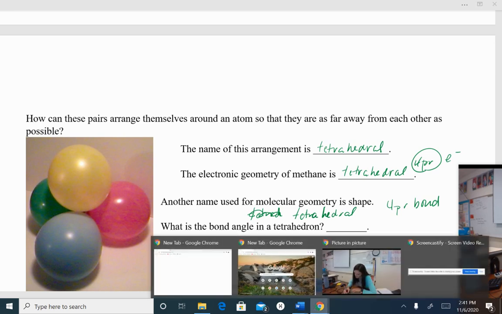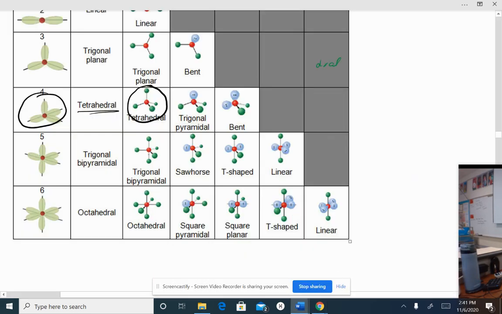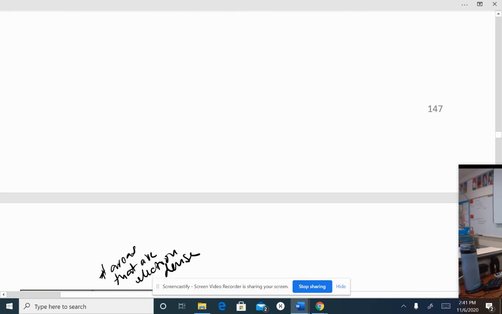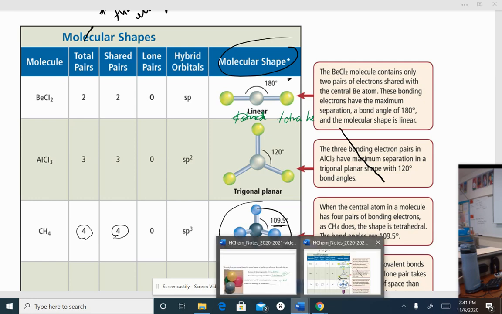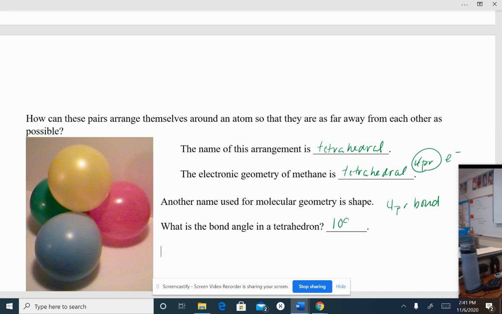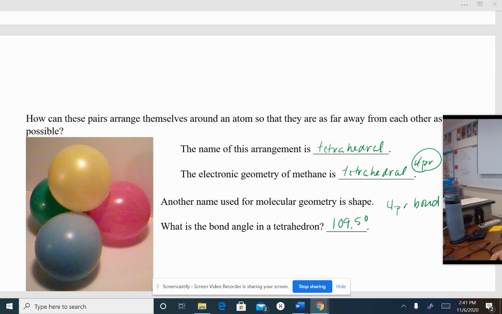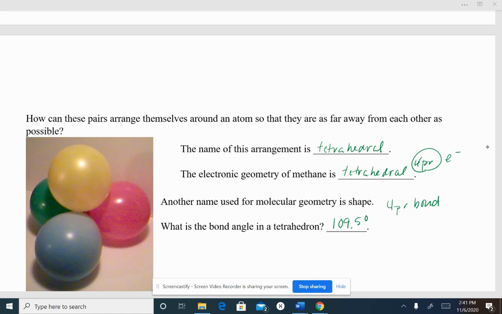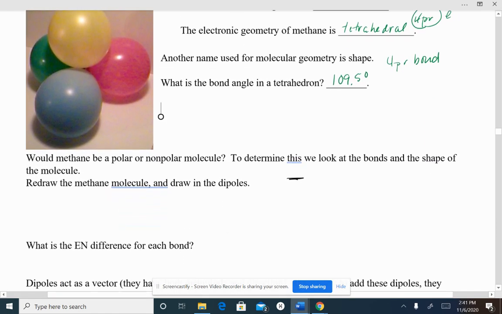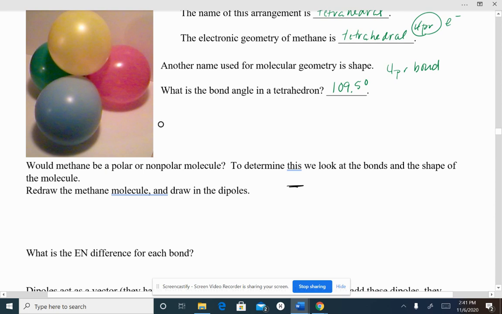And when we looked up on our chart, our tetrahedral bond angle was 109.5. So our bond angle is 109.5 degrees. We can figure out the geometry, the bond angle, the electron geometry and the molecular geometry. The electron and the molecular geometry are not necessarily the same. They do tend to be different sometimes.